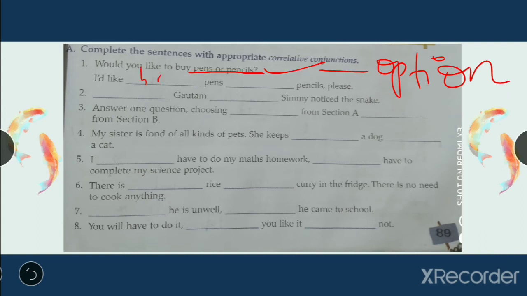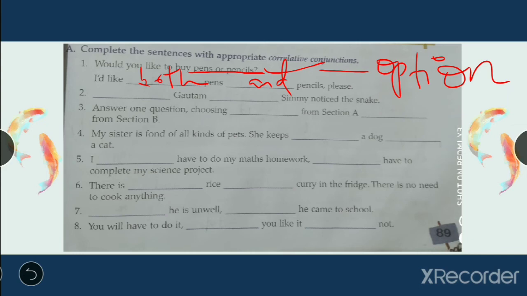I would like both pens and pencils. Okay, and when you are including both, which is the other correlative conjunction that you can use over here? Can you use either or? No, you're not going to choose one, right? Neither nor, you cannot use neither nor because you want both. Both and, yes, you can use.